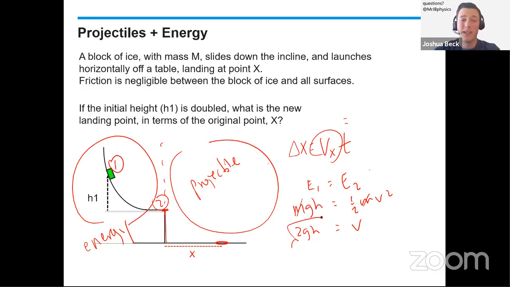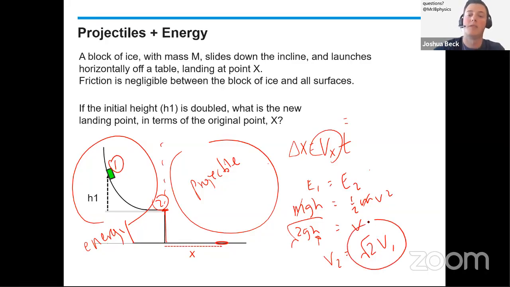So if I'm doubling the height, but it's within the square root, then that tells me that my second velocity is going to be the square root of 2 times whatever my initial velocity is. So when I take this and plug it in right here, that's going to tell me that my range will be the square root of 2 times whatever my initial range is.